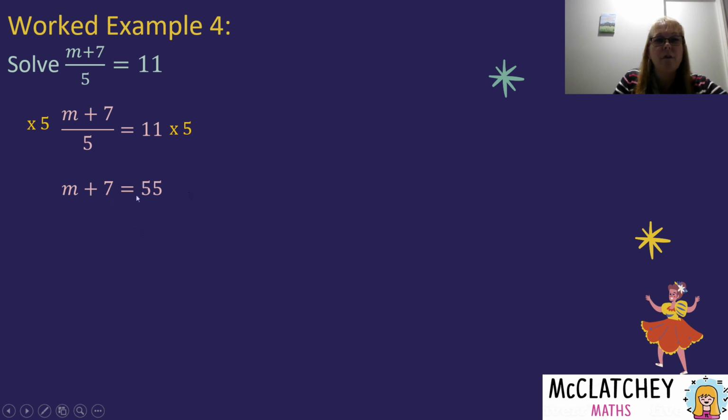So now I've got a single one-step equation left to solve, and this is pretty straightforward. I've got 7 being added. Now I can subtract 7 from both sides, and I'm going to be left with m equals 48.